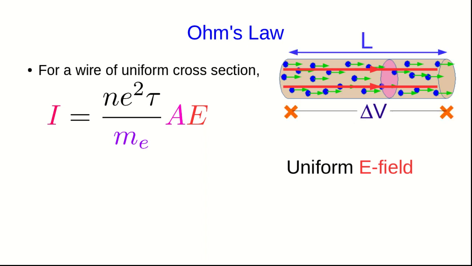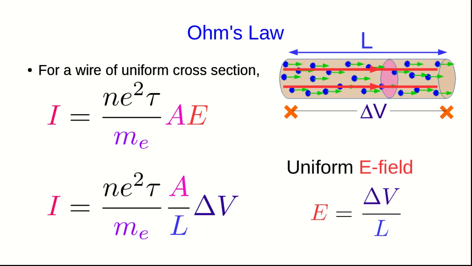And so now if we talk about a wire of some length L, and there's some known potential difference across the wire, then we know that the E field strength is related to the potential difference over the length. And so we can just replace that in our expression for the current. And this, at last, is Ohm's law.